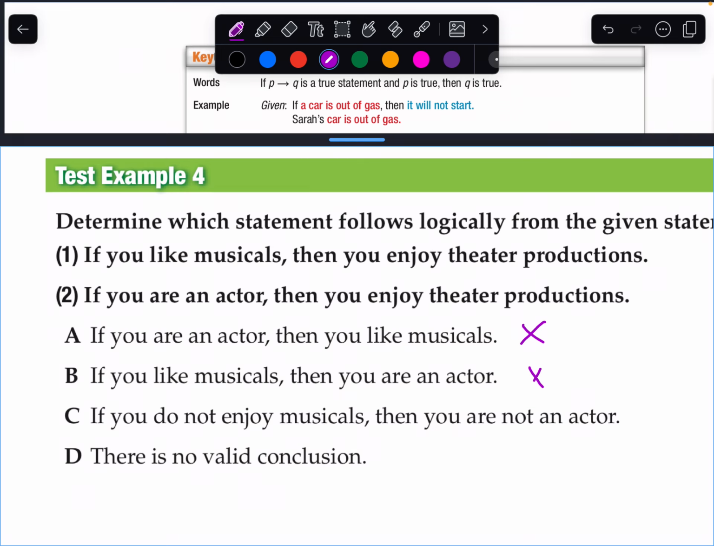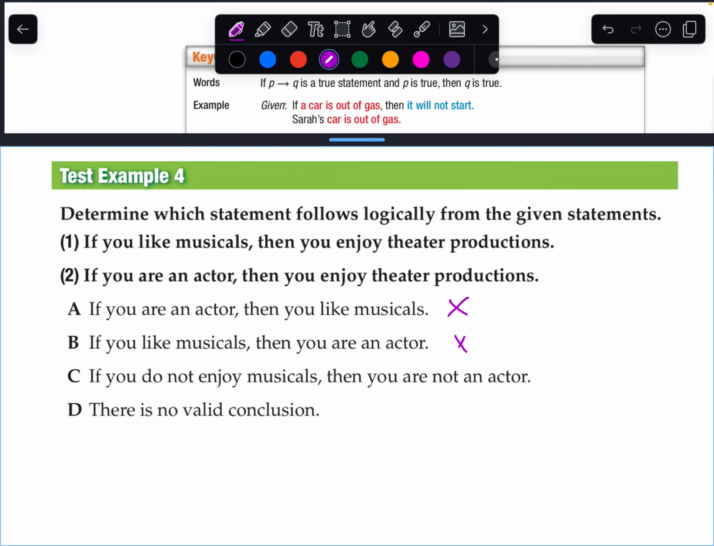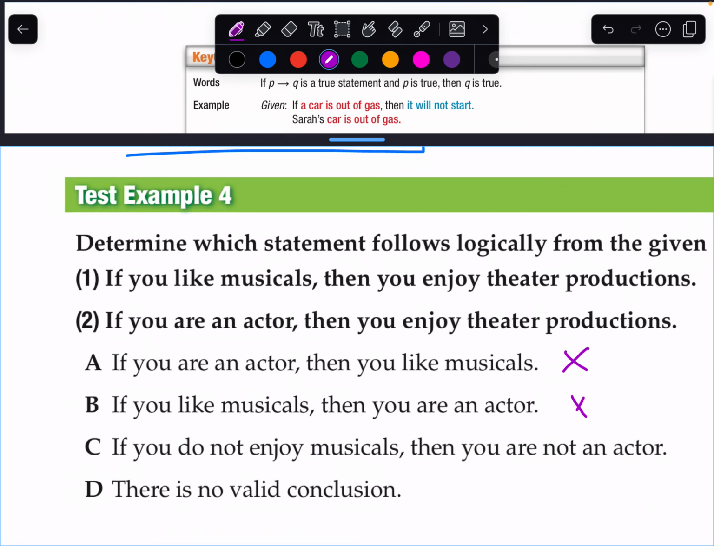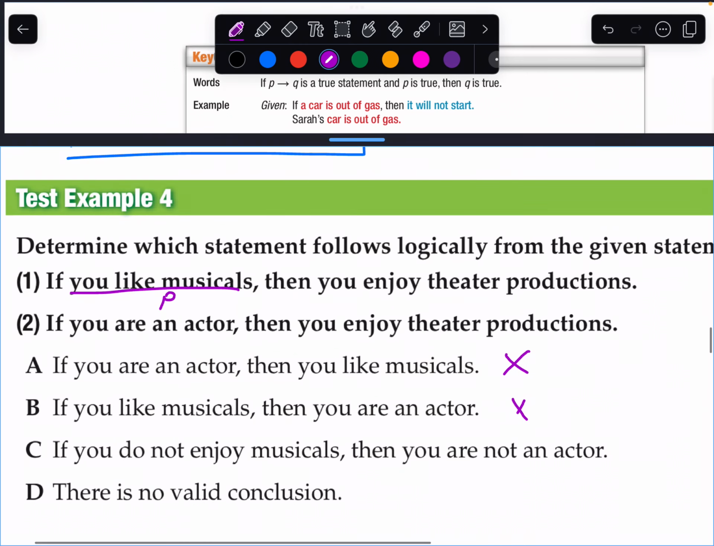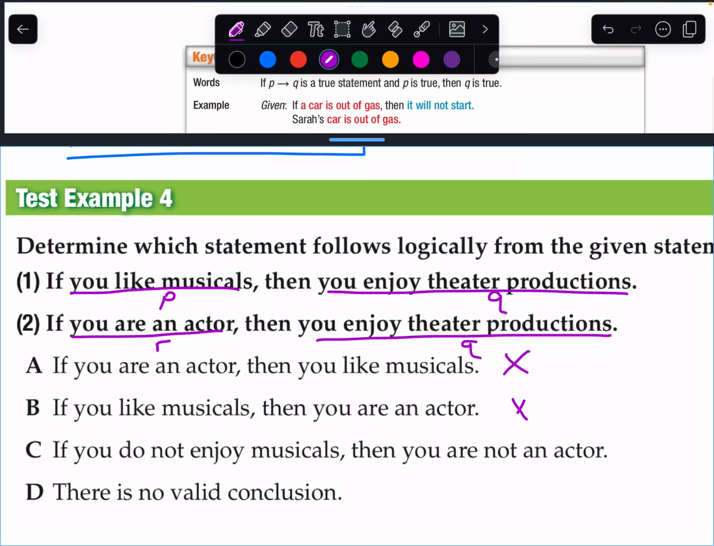You know what? Let's actually organize this a little bit better. Let's say if you like musicals, we have that one, then you enjoy theater productions. That's statement Q. If you're an actor, there's a new statement R, then you enjoy theater. That's the same as before, that's also Q. So we have two different ways of getting to statement Q. Different routes leading to enjoying theater productions.